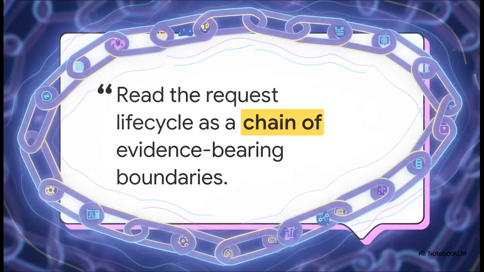Ultimately, what you should really take away from this explainer is this exact concept. Read the request lifecycle as a chain of evidence-bearing boundaries. It's not magic, it's architecture. So if you view it this way, let me leave you with this question. Looking at your own systems right now, can you confidently trace the exact boundary where your application's authority ends and the AI begins? With AI Fabric, you absolutely can.